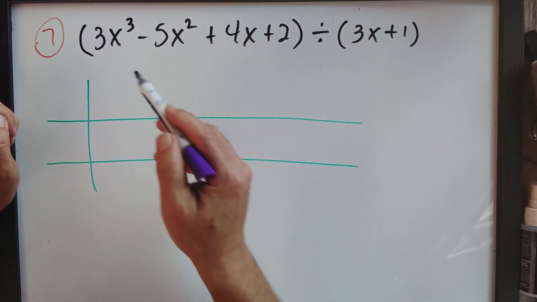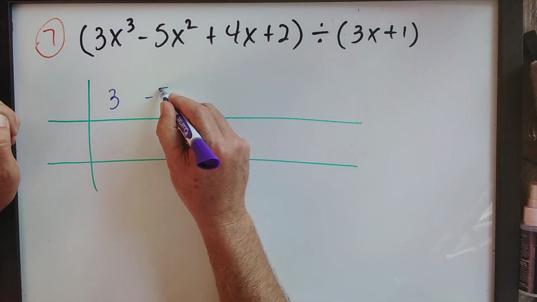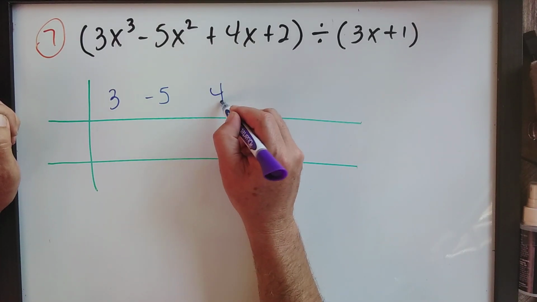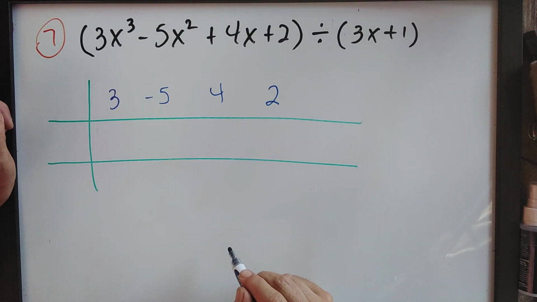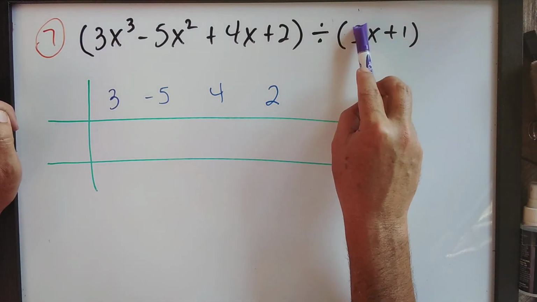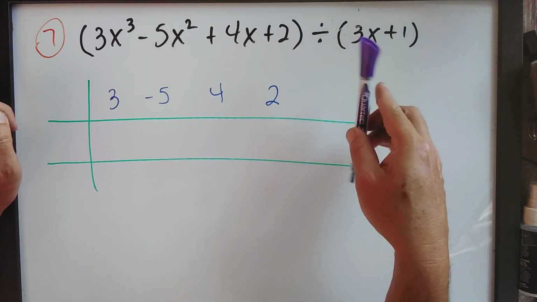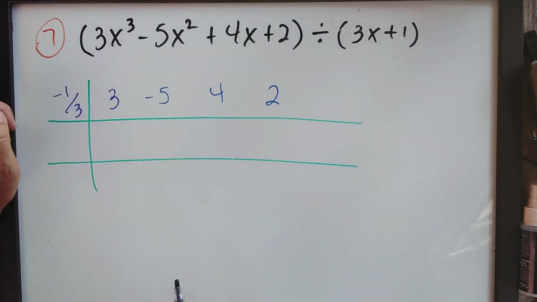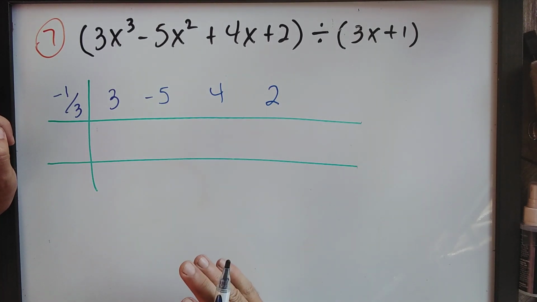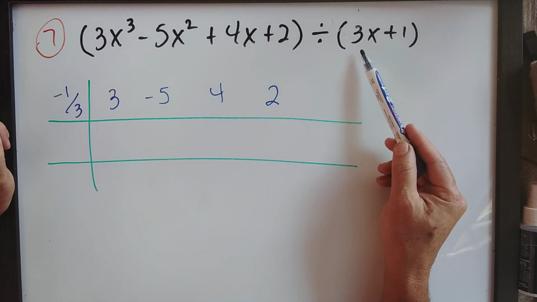Alright, so we're gonna start the same way. Line up all the coefficients: 3, -5, +4, and +2. 3, -5, 4, and 2. And now over here, if that would have been just x plus 1, you would have used -1, right? Since there's a 3 here, I'm going to use -1 over 3, -1/3. Okay, so again, I'm just showing you how to do it when you have a number by the x.